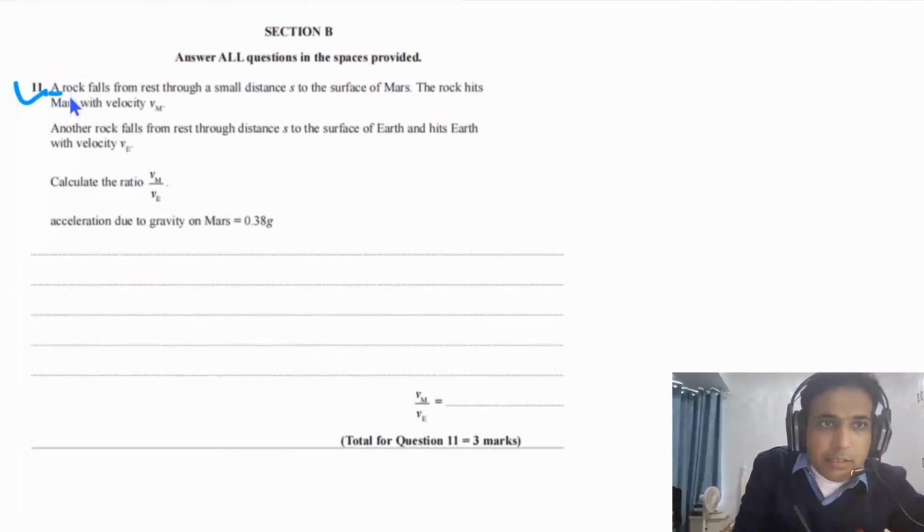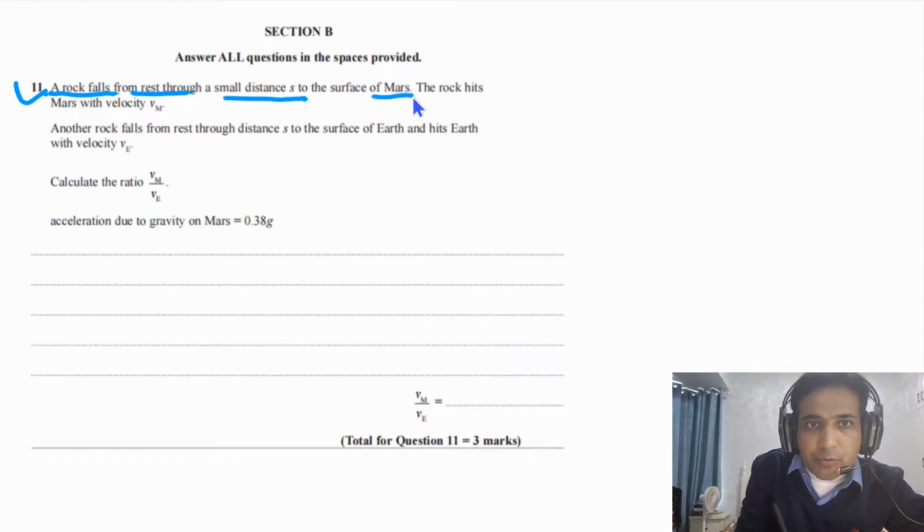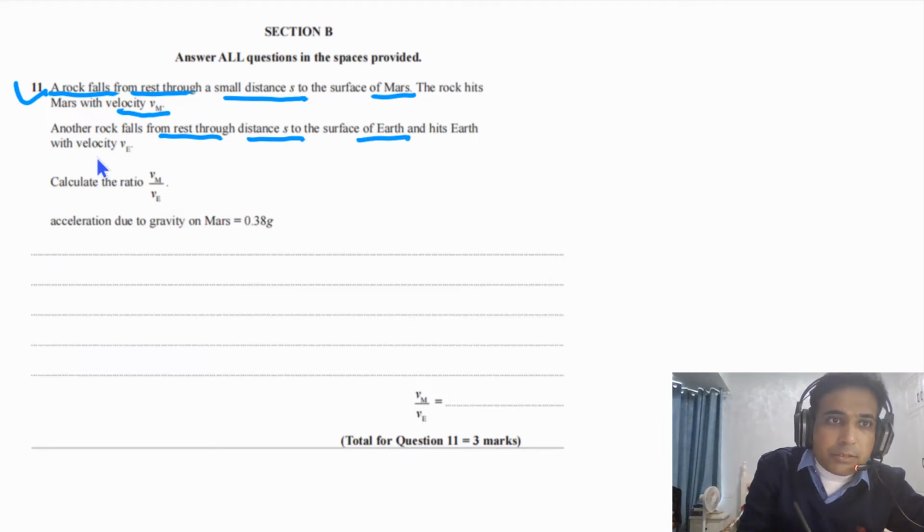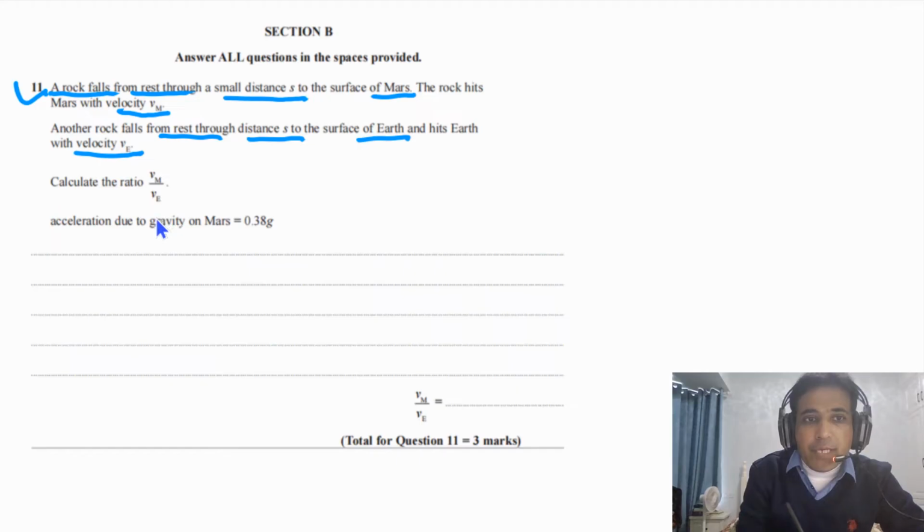Question 11 says a rock falls from rest through a small distance s to the surface of Mars. The rock hits Mars with velocity vm. Another rock falls from rest through distance s to the surface of Earth and hits Earth with velocity ve. Calculate the ratio between vm and ve. Acceleration due to gravity on Mars is equal to 0.38 g.